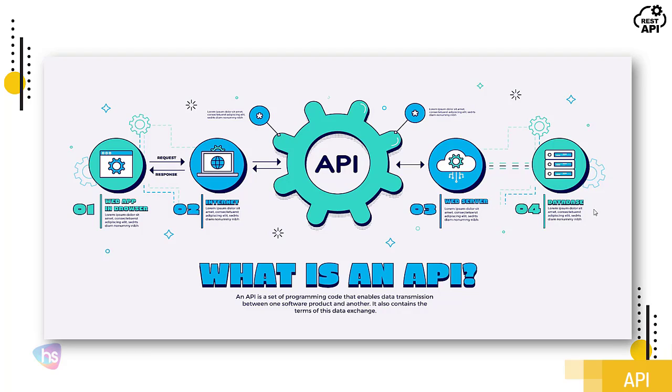So what is an API? An API is a set of programming code that enables data transmission between one software product and another. It also contains the terms of the data exchange. A set of rules are designed inside the application programming interface.